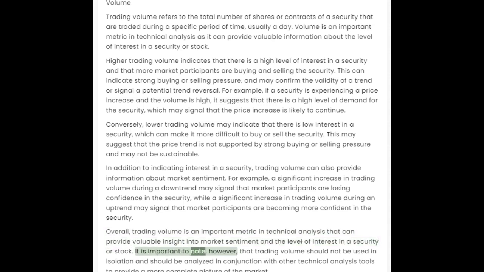It is important to note, however, that trading volume should not be used in isolation and should be analyzed in conjunction with other technical analysis tools to provide a more complete picture of the market.